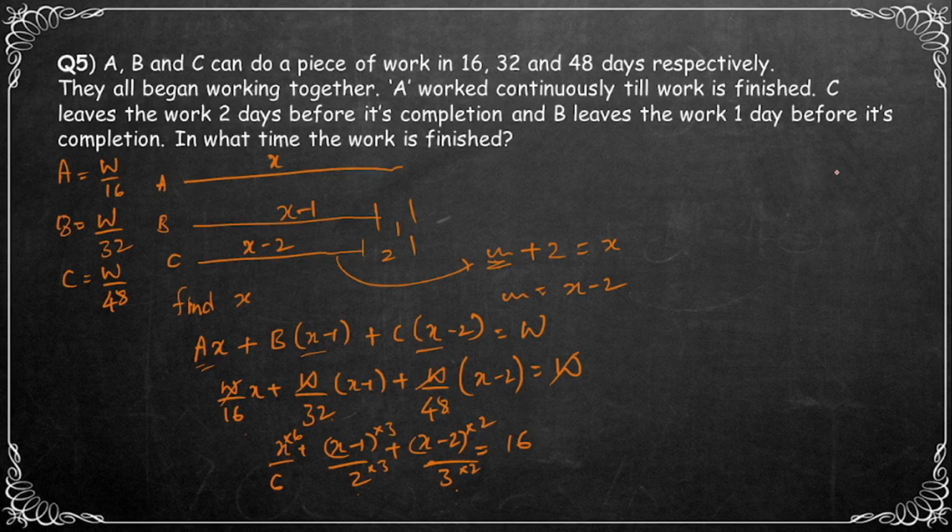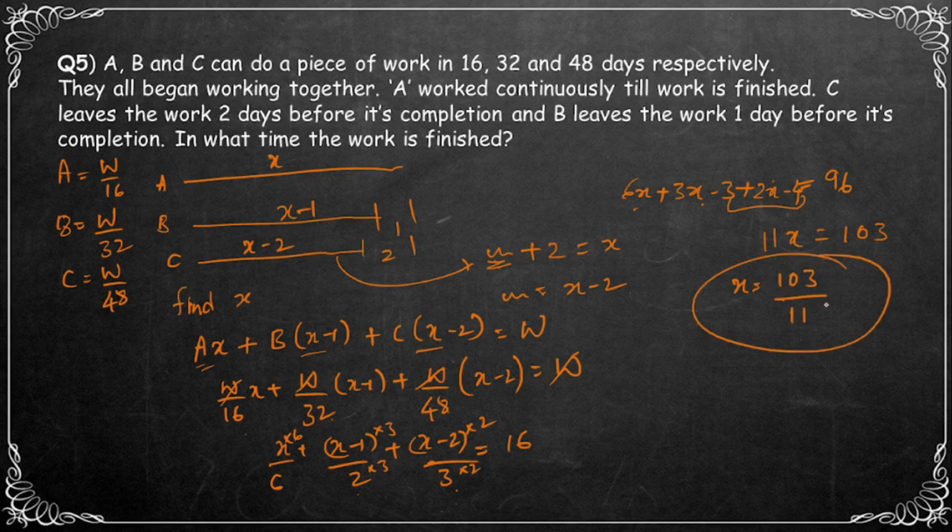So it is 16 sixes are 96. Here it is 6x plus 3x minus 3 plus 2x minus 4. So minus 3 minus 4 is minus 7. Minus 7 goes that way, plus 7. 96 plus 7 is 103. So 6x plus 3x is 9x, plus 2x is 11x. So x is equal to 103 divided by 11. So this is the answer.